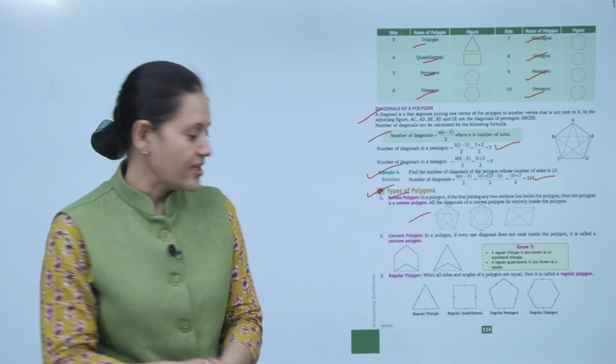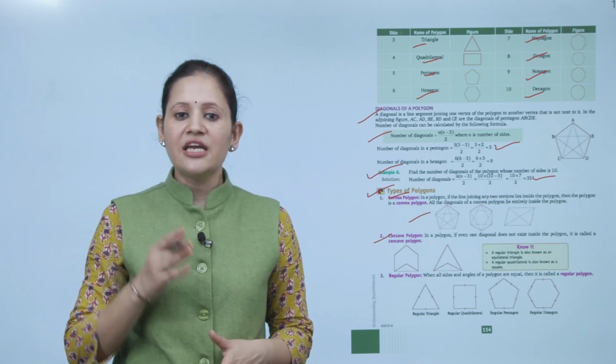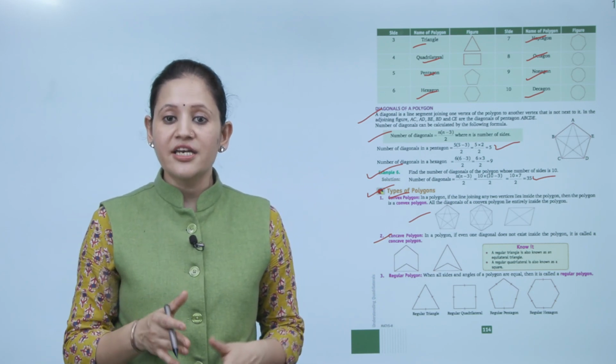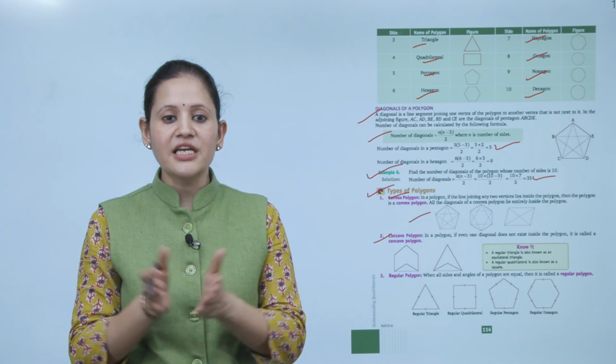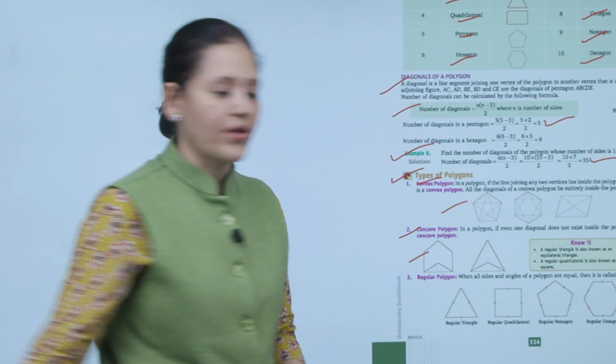Next is concave polygon. In a polygon, if even one diagonal does not exist inside the polygon, it is called a concave polygon. So these are the examples of concave polygon.